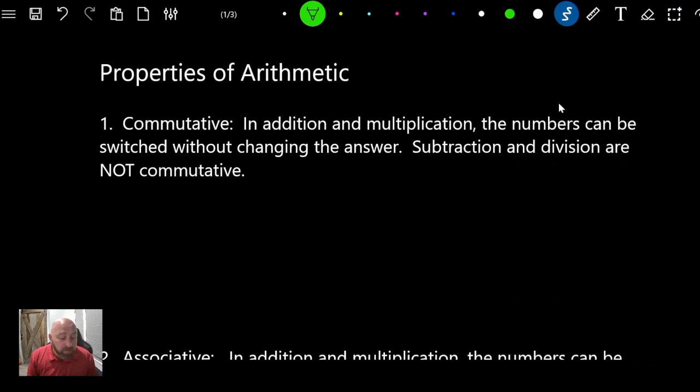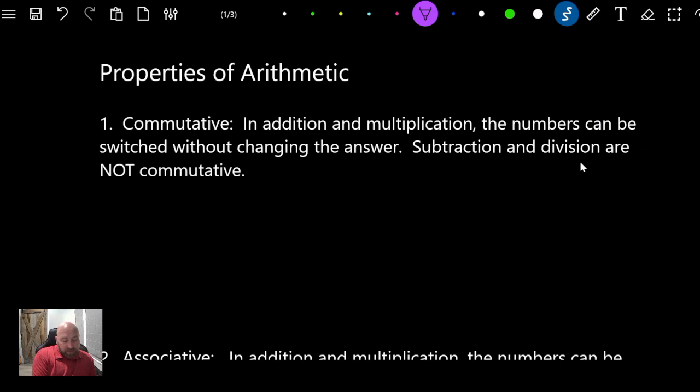The commutative property. In the commutative property, in addition and multiplication, the numbers can be switched without changing the answers. Notice it says that subtraction and division are not commutative. So check this out. Again, like I said, you've been doing this. You know what you're doing here. You just maybe have never heard it called this.